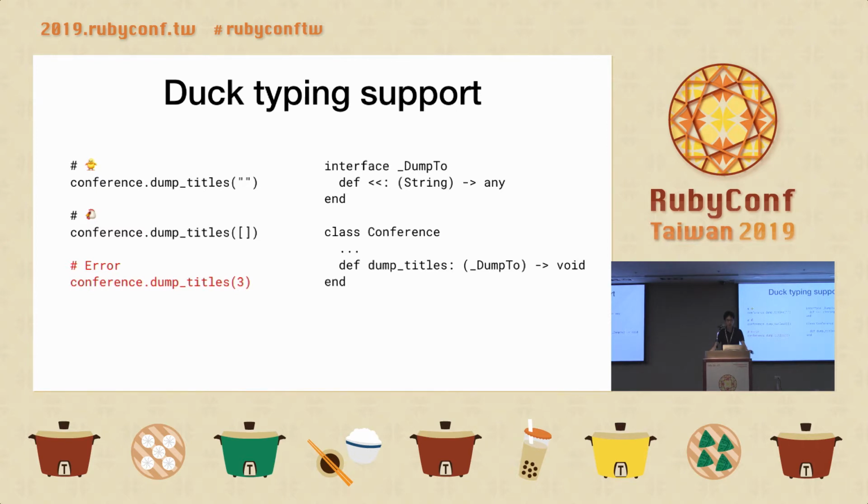And in fact, it does more than duck typing. If we pass an integer to the dump_titles method, it will be an error, because the integer has a left arrow method, but it is implemented as the bitwise left shift. So it requires an integer to be passed. So if we pass an integer to the dump_titles method, it will raise an error. And Steep can detect this error.